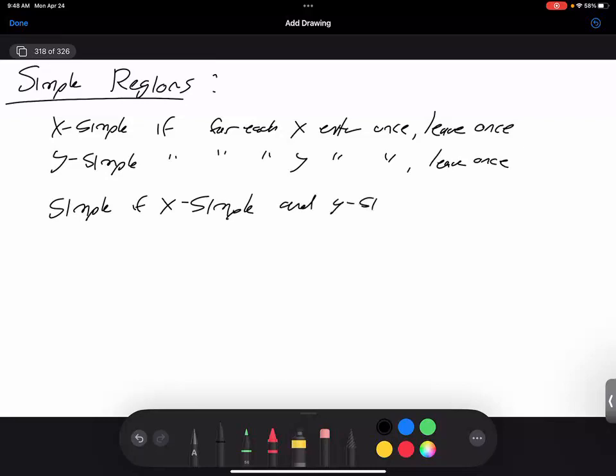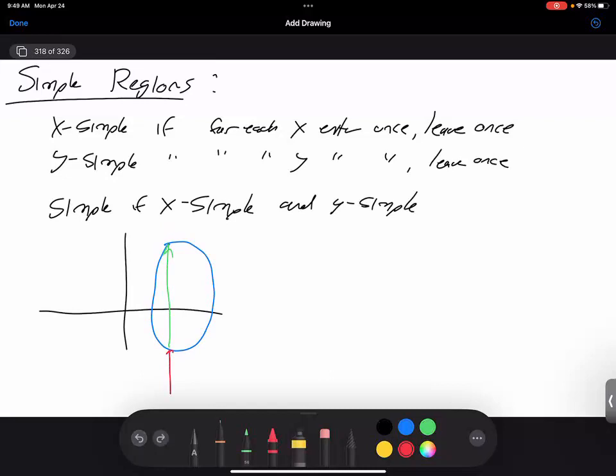So for example, let's say I give you a region like this. For each value of X, I come in, I enter, I'm now in the region, and then I leave and I never come back. Or if I look at it in terms of Y, I come in for a fixed value of Y, stay, and then leave. So this would be an example of an X simple region, a Y simple region, or a simple region. Can somebody give me an example of a region that's not simple?